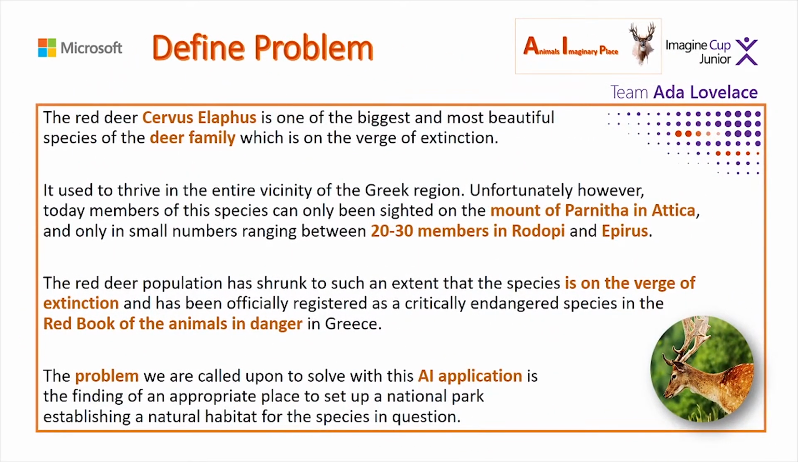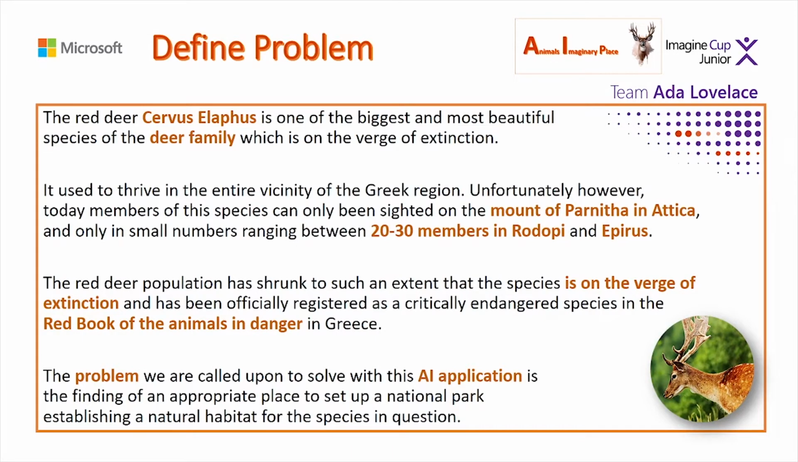The red deer, Cervus elaphus, is one of the biggest and most beautiful species of the deer family, which is on the verge of extinction. It used to thrive in the entire vicinity of the Greek region. Unfortunately today, members of this species can only be sighted on the Mount of Parnitha in Attica and only in small numbers ranging between 20 and 30 members in Rhodope and Epirus.